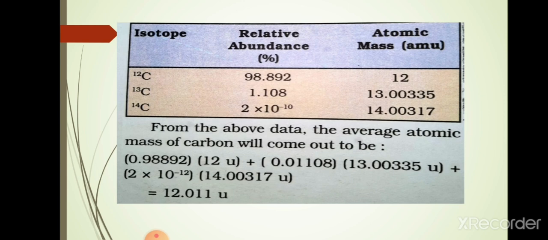And atomic mass units are 12 for carbon 12, 13.0033 for carbon 13 and 14.00317 for carbon 14. From this data, we can calculate the average atomic mass and the answer will be 12.011 unit. Similarly, we can find the average atomic masses of other elements having isotopes. In periodic table, the atomic masses represented are their average atomic mass.